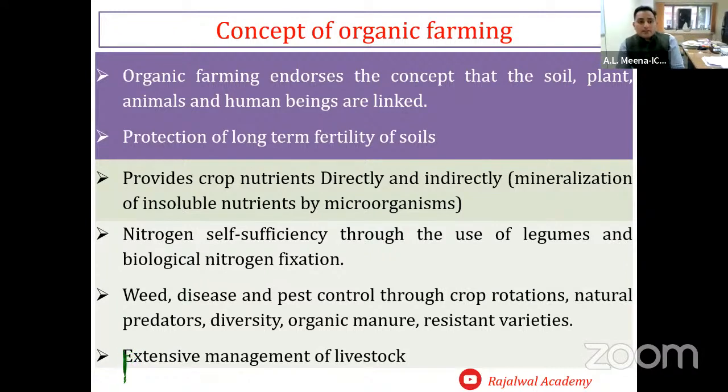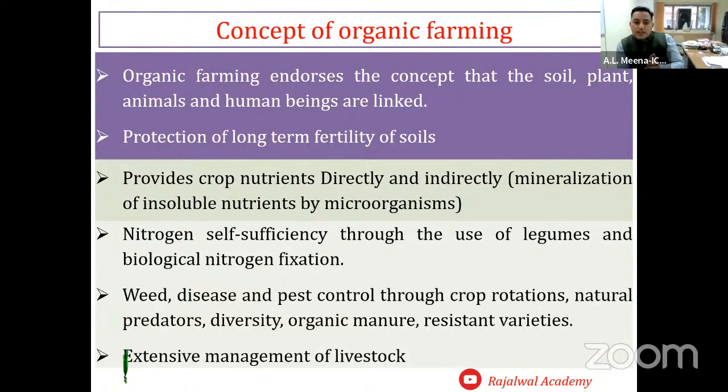Organic farming provides crop nutrients directly or indirectly. Directly, when we apply organic inputs to our soil, only 30% of the organically applied nutrients are available to the first crop, and the remaining nutrients will be available to the succeeding crops which we will take in the future.